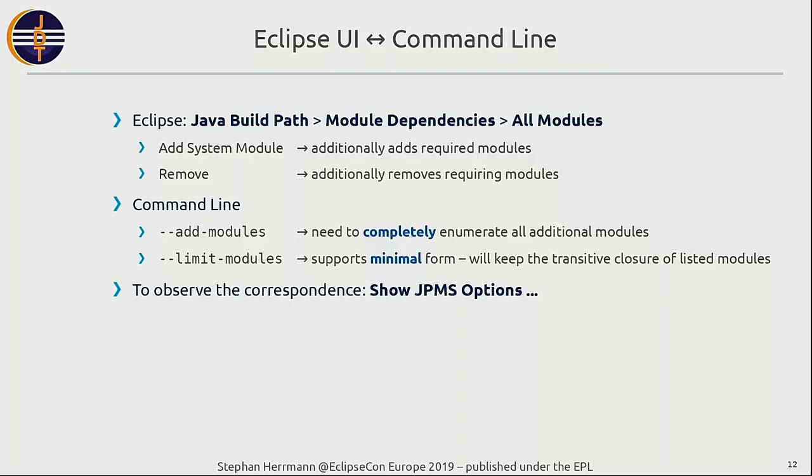One is fairly straightforward, add modules, except that for this version, you would have to enumerate each and every module that is in the dependencies of what you are pulling in. So there's no knowledge about this. Still, it's kind of okay. For removing, there is no --remove-modules, but there is a --limit-modules, which is also a positive list of modules that you want to make available.